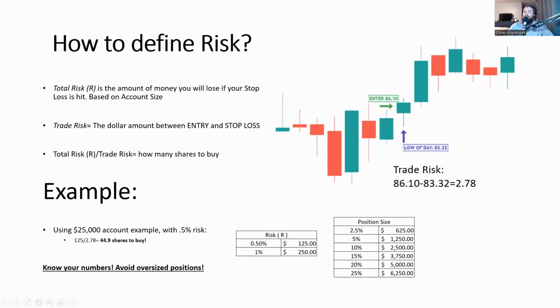So something that's very important is knowing your numbers and knowing your position size. So if buying 45 shares would cause you to have too large a position, then just knock your position down. So instead of buying 45 shares, maybe 35 or 30 shares.